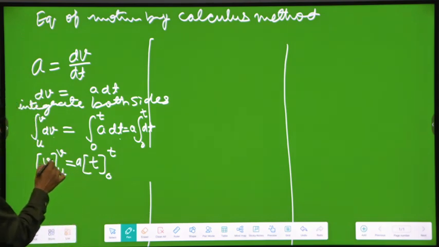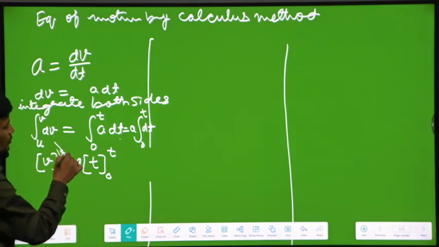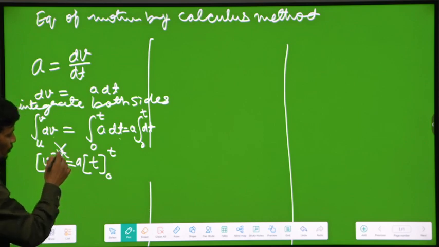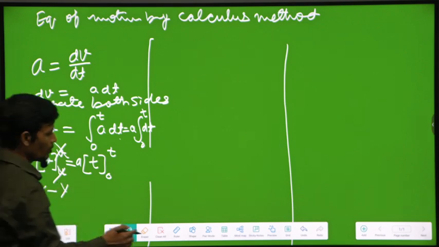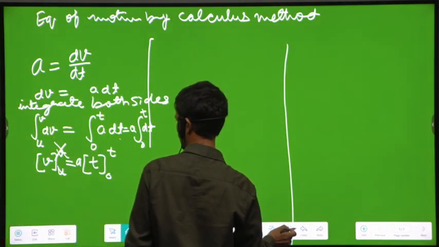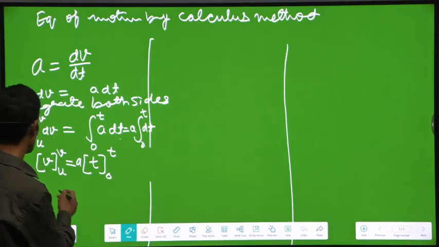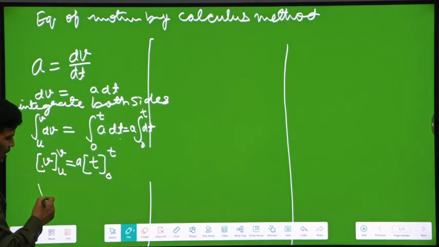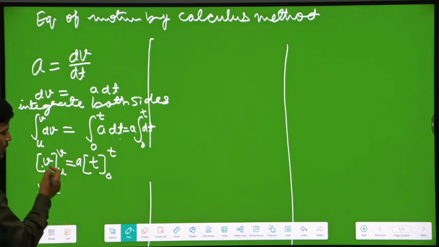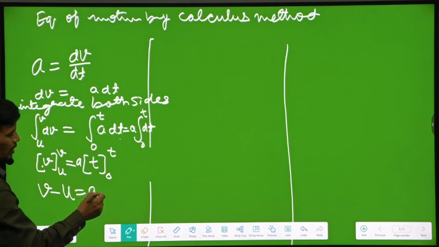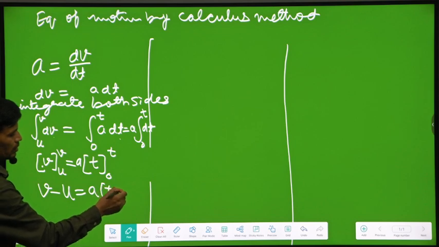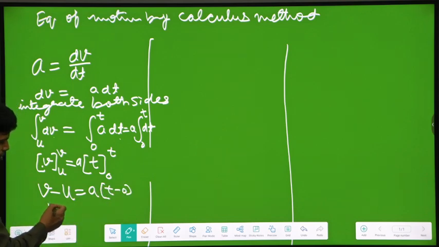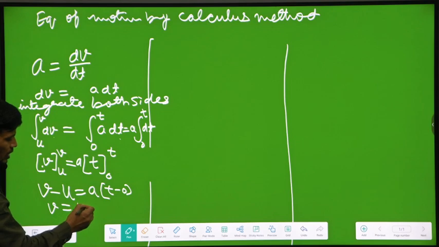So see, whatever be the limit here, let us suppose if there is x and there is y, then first we will replace this by x and then minus this y. Here, first we will replace this v by this v, which sounds weird, and then this v by this u, and this t by this t, and that's all. This is what the first equation of motion is.